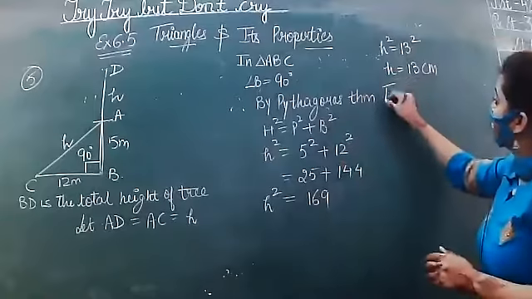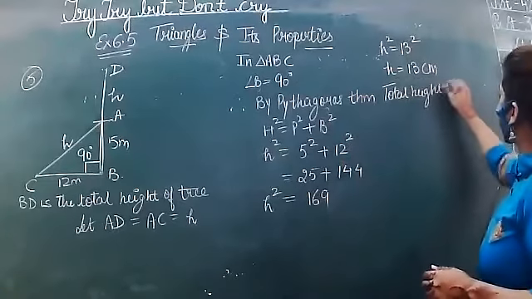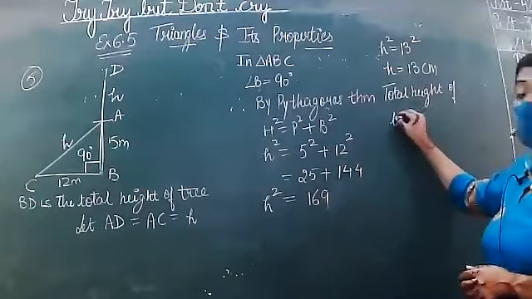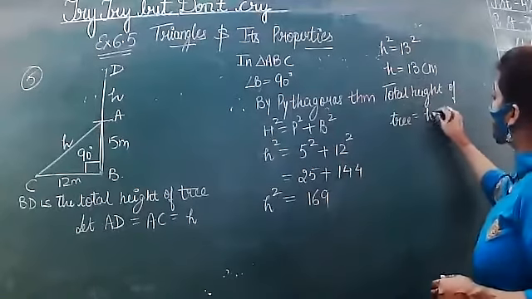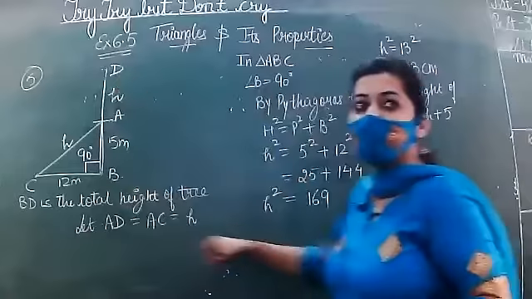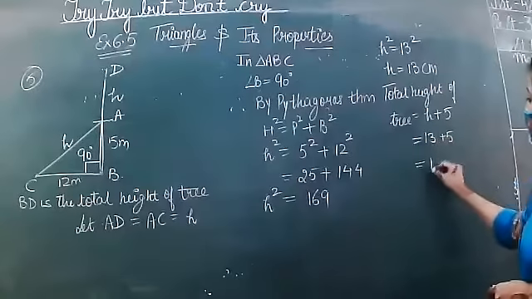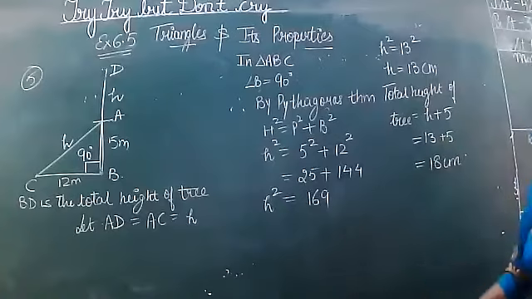H you have got. Total height of tree is equal to h plus 5. H plus 5 is the total height of the tree and h is 13. 13 plus 5 is 18 centimeters. Note down.